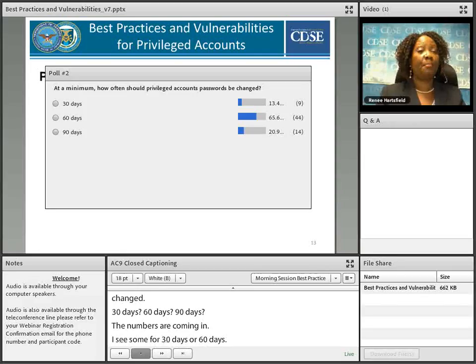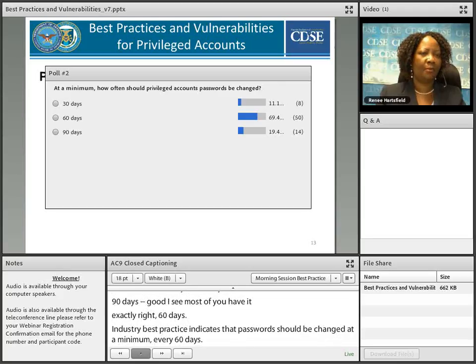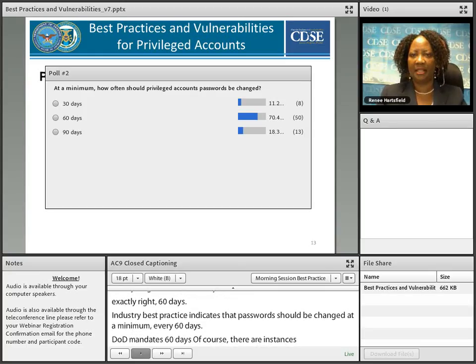Industry best practice indicates that passwords should be changed at a minimum every 60 days. DoD also mandates 60 days. Of course, there are instances that will dictate that a change is needed sooner. If someone that has a privileged account leaves the organization for whatever reason, the password needs to be changed immediately.